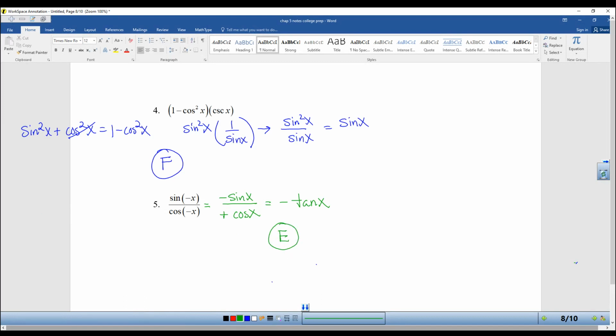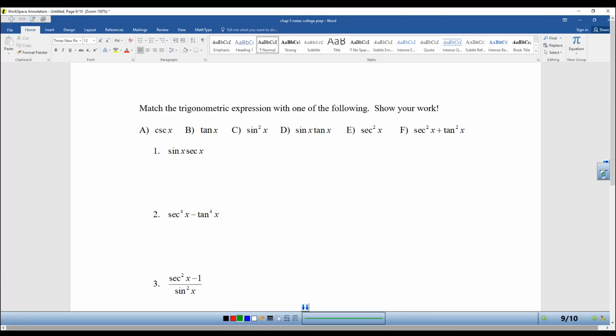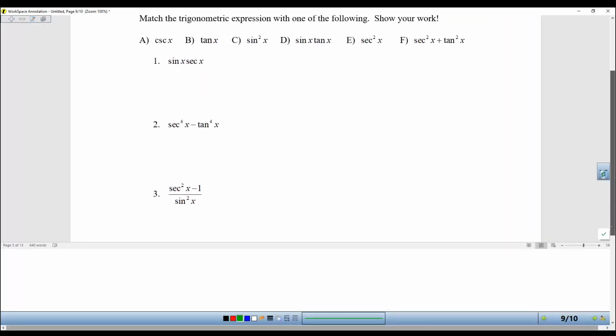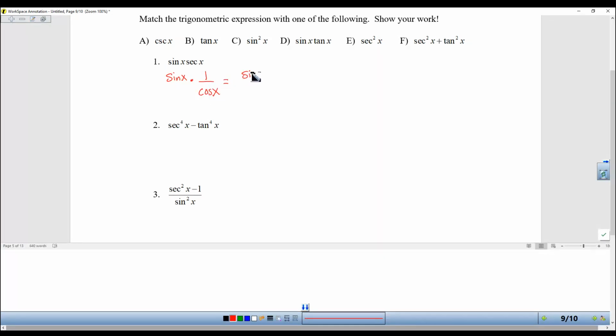So there is another set of these for you to practice on your own. I would love for you to do that, but of course I am going to work them out for you. So the strategy I'm going to use here is the strategy of changing everything to sines and cosines. So 1 over cosine of x. And then I multiply straight across the top and straight across the bottom. And that's the same as tangent, which is b.